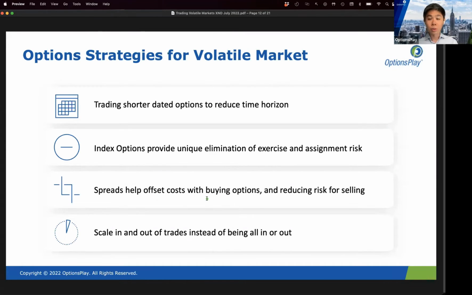You can trade spreads, and we're going to go through quite a few examples of trading spreads, but they're going to help you offset the cost of buying options and reduce your risk for selling options. We're going to talk about both types of strategies today, and also we're going to talk a little bit about scaling in and out of your trades instead of being all in or all out of the broader markets. So when you have a view, don't just necessarily jump all the way in and go all short or all long, depending on your views.